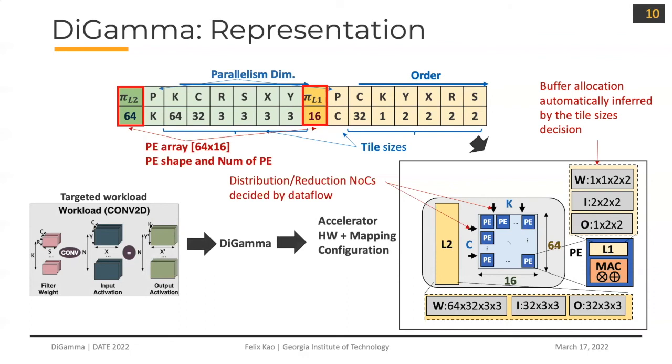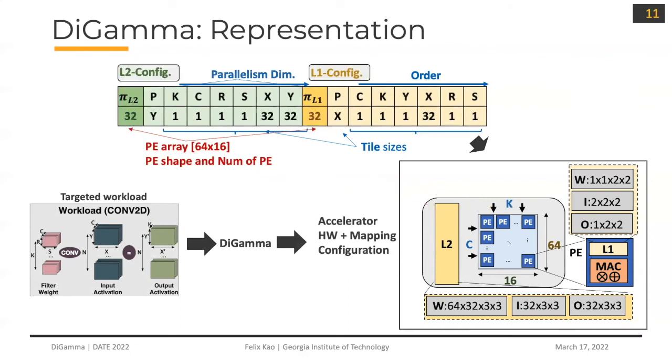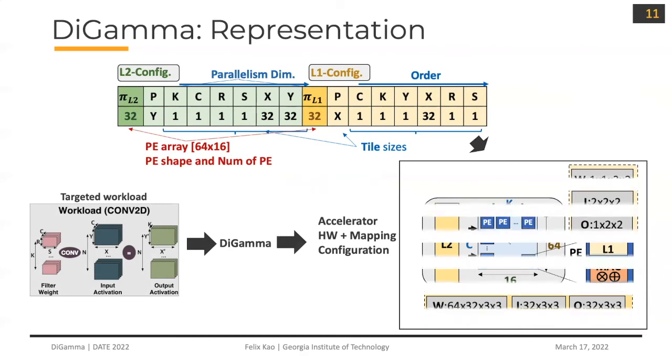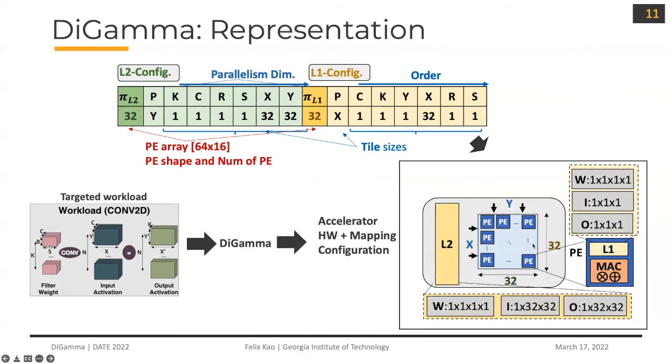Let's see another example. Now we have a different series. It represents a different accelerator design as shown in the figure. It becomes a 32 by 32 PE array, YX parallelism as noted here, and different buffer sizes of L1 and L2 are allocated. So now we have already discussed our representation. Next, let's talk about the algorithm design.